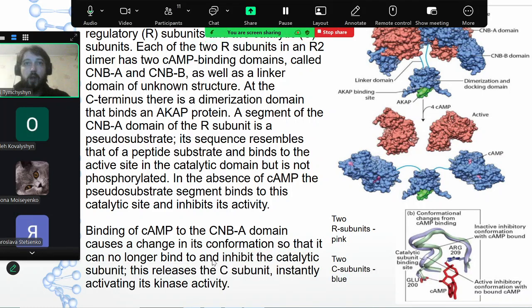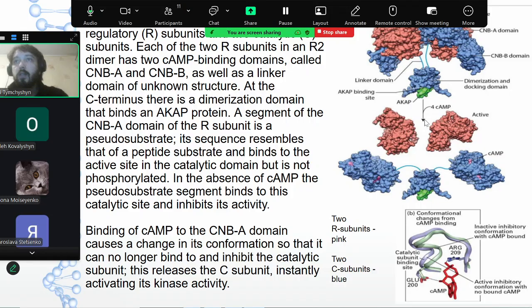Good. So binding of cAMP to the CNBA domain causes a change in its conformation. Well, of course, that's a standard phrase: something binds to the protein and it changes conformation, if it senses the presence of that chemical. So that it can no longer bind and inhibit the catalytic subunit, which releases the C subunit, the catalytic subunit, and instantly activates the kinase activity.